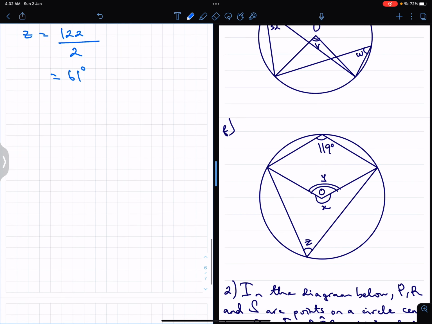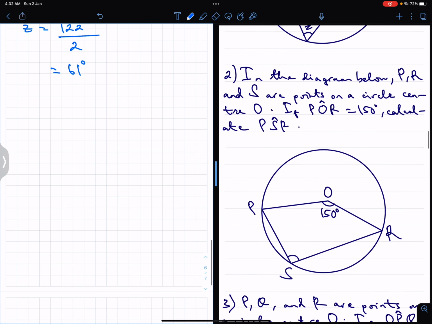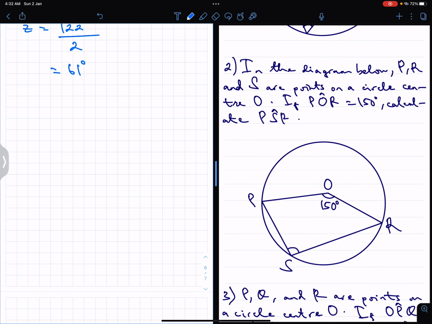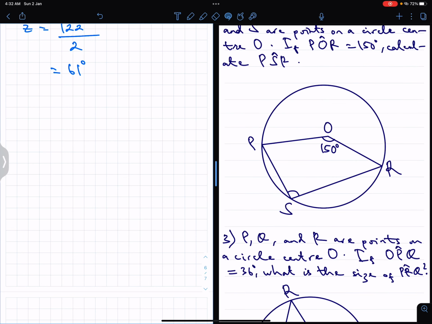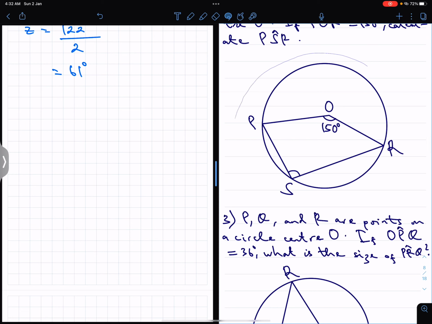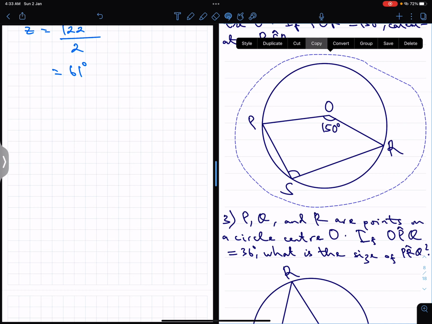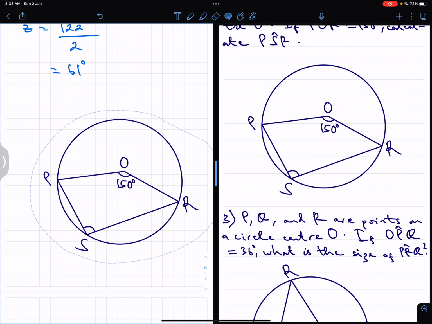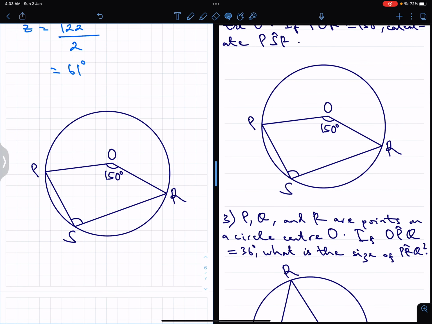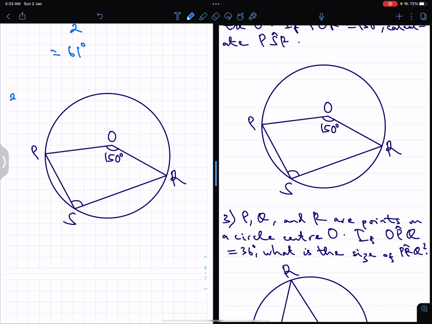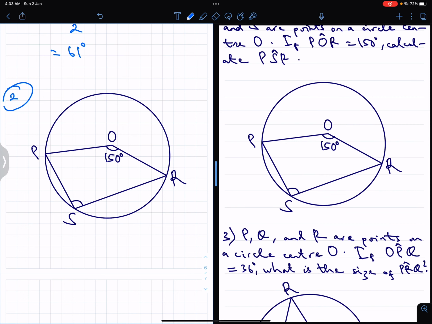Now to the next. Number 2 says, in the diagram below, P, R, and S are points on a circle center O. If POR is 150 degrees, calculate PSR. Let me bring the diagram first of all. Now this is the diagram, and that's number 2.